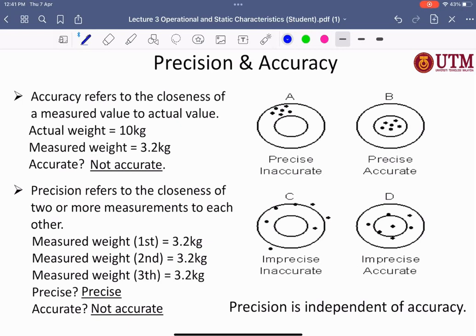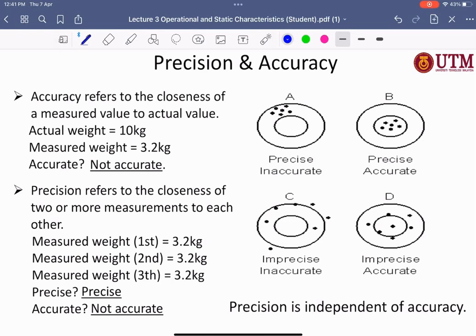Alright. Precision and accuracy. I know you use them interchangeably. Sometimes we get confused. We say that yes, our data is precise. Sometimes we just imagine that precise and accurate give you the same meaning. But actually it's not.